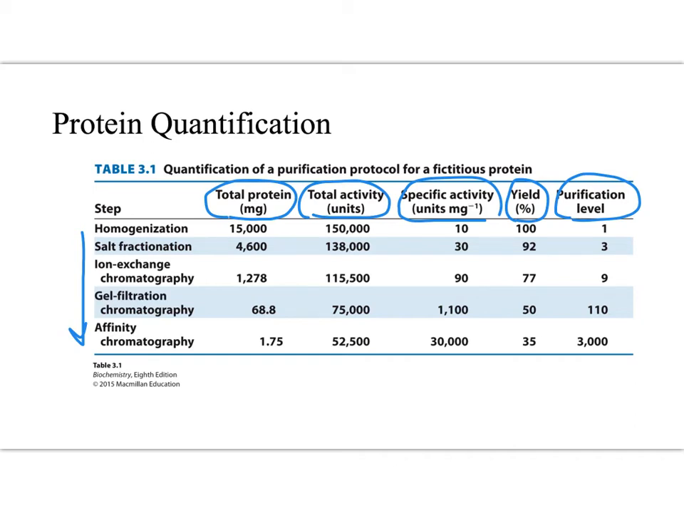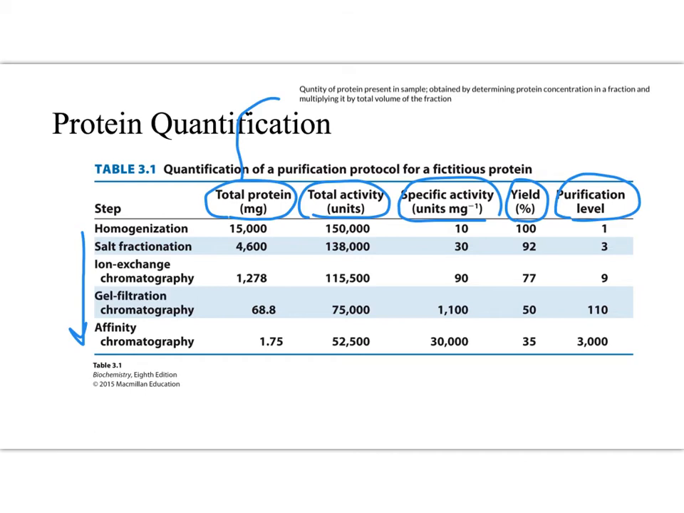So if we're looking at the total protein that's present, this is the quantity of protein present in a fraction, and it's obtained by determining the protein concentration of a part of each fraction and multiplying it by the fraction's total volume. Okay, so total protein, we're looking at the amount of protein that's in our sample or in our fraction and multiplying that by the total volume.